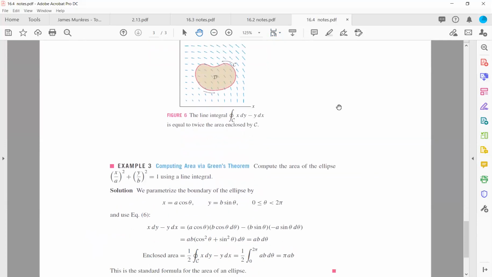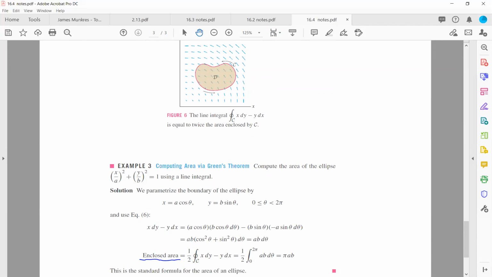Okay, take a look at this. The enclosed area is equal to a half line integral of x dy minus y dx. If we can use parametrization and simplify this expression inside the integral, it makes it much easier to evaluate the integral. First of all, take x to be a cosine theta, y to be b sine theta, and theta ranges between 0 and 2 pi. Very well.